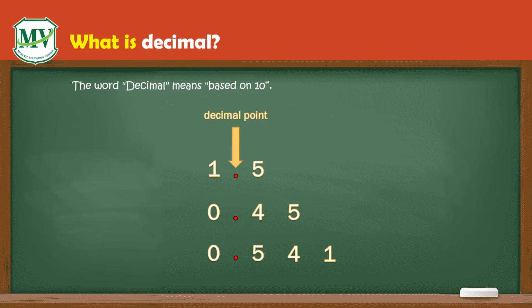For example, we remove the points on these numbers. 1.5 will show the number 15. 0.45 will show the number 45 with a 0 in front. You will see that it shows a different value without the decimal point.